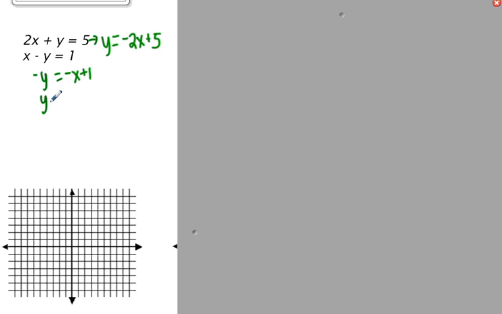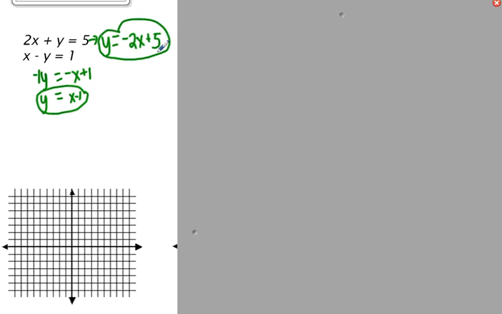And next, I'm going to get rid of the negative sign in front of the y. Remember, this is like having a negative 1 in front of our y variable. So if I divide everything in my equation by negative 1, all of my signs will change. That's a minus 1. So now we have y equals x minus 1 and y equals negative 2x plus 5. And these are the two lines I'm going to graph.